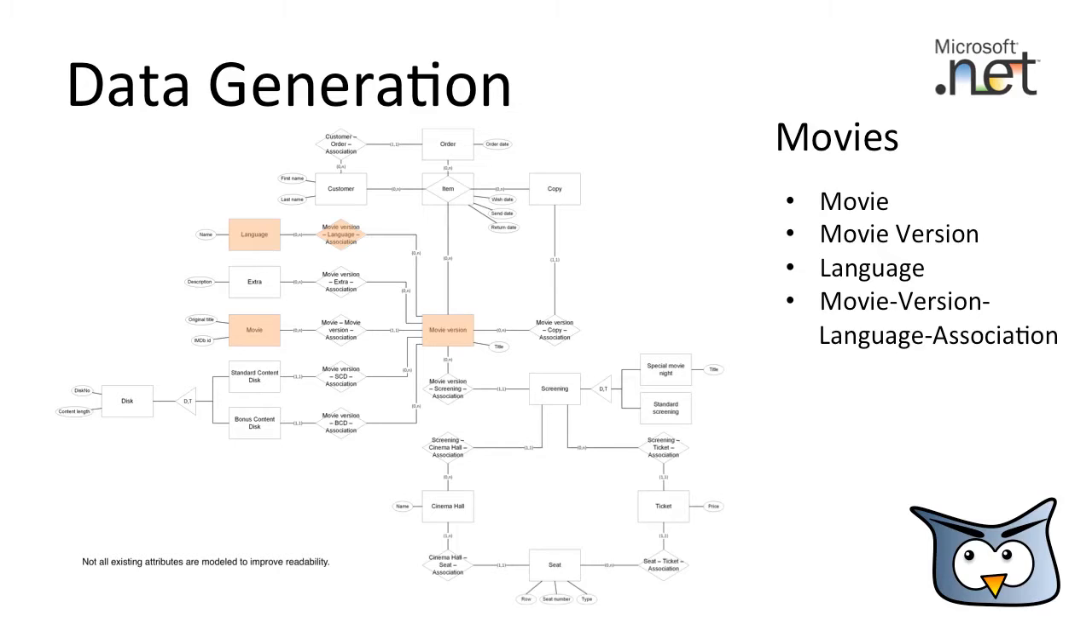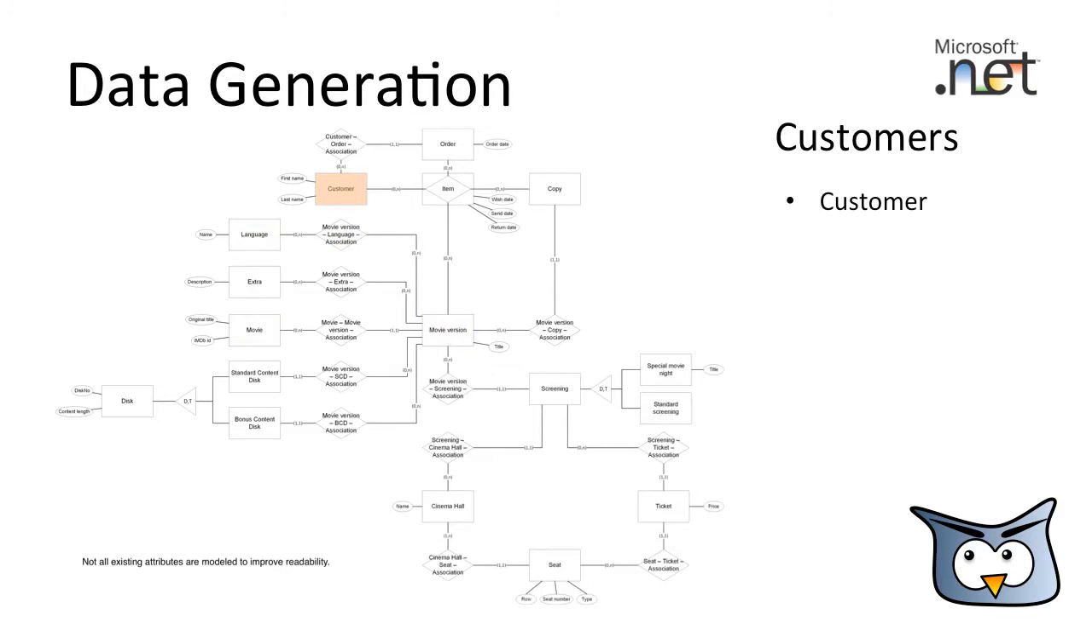As one might expect, the customers generator only alters the customer table. The Cinema Hall generator adds entries to both Cinema Halls table and Seats table. Just like the Customers generator, the Copies generator only affects one table, the Copies table.